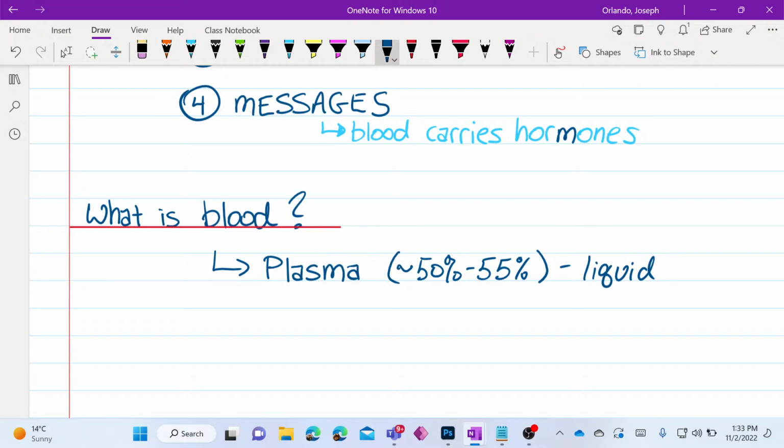What else would be there? Most of the nutrients. Some nutrients are carried in blood cells. Most of them are not. Most of them are just carried in the blood plasma. So it is a liquid portion.